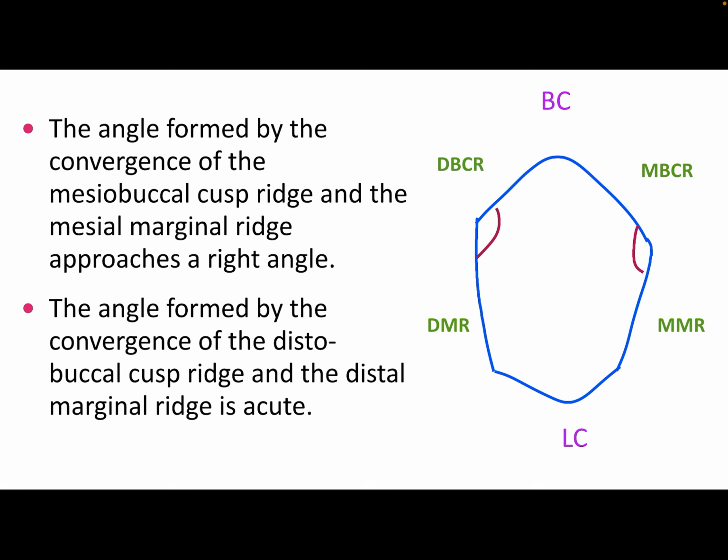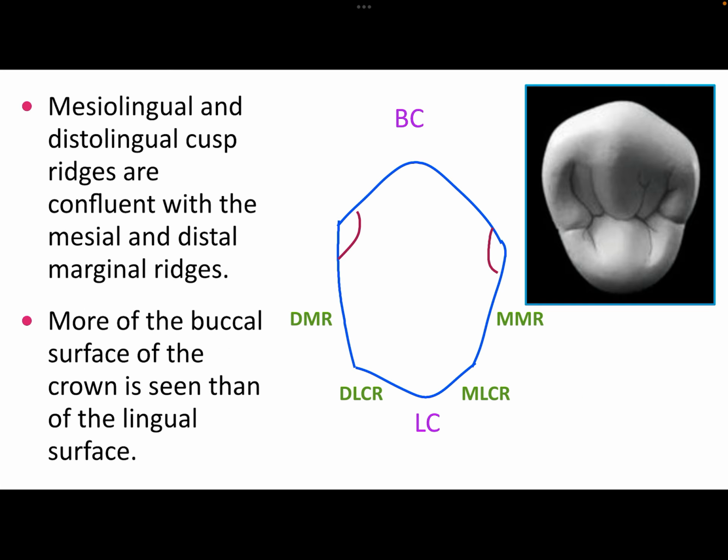The angle formed by the convergence of the mesiobuccal cuspal ridge and the mesial marginal ridge approaches a right angle, and the angle formed by the convergence of the distobuccal cuspal ridge and the distal marginal ridge is acute. The mesiolingual and distolingual cusp ridges are confluent with the mesial and distal marginal ridges, and more of the buccal surface of the crown is seen than of the lingual surface.